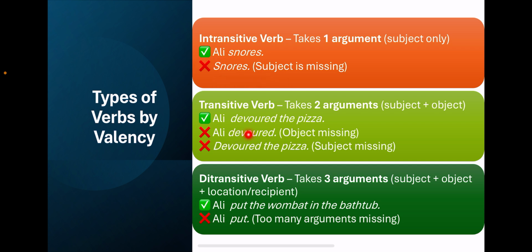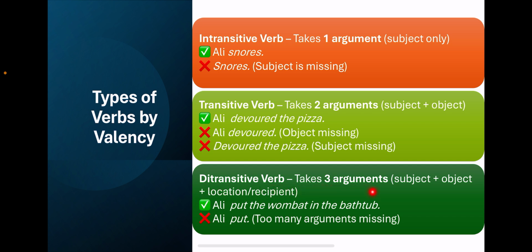Transitive verbs take two arguments, subject plus object. Like we say Ali devoured the pizza. You can't use devour without an object. So the pizza is one argument, Ali is another argument. If you say Ali devoured, the object is missing, so this will be an incorrect sentence. Or devoured the pizza, again the subject is missing, so this will be an incorrect sentence.